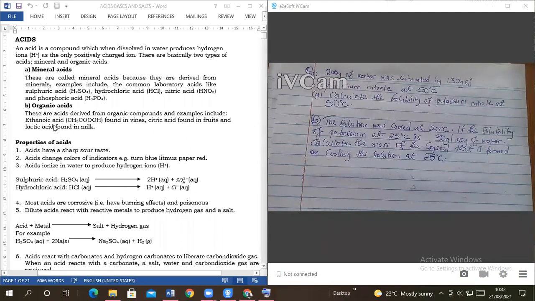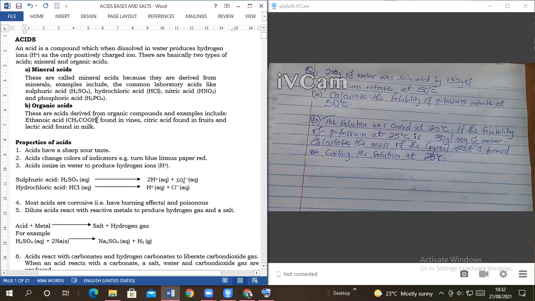Then organic acids, these are derived from organic compounds. When you look at organic chemistry, that's the part of chemistry called organic. There is that part where you reach on and say these are organic compounds. These are acids derived from organic compounds. Examples include ethanoic acid. Okay, this is ethanoic acid. So that is an example.